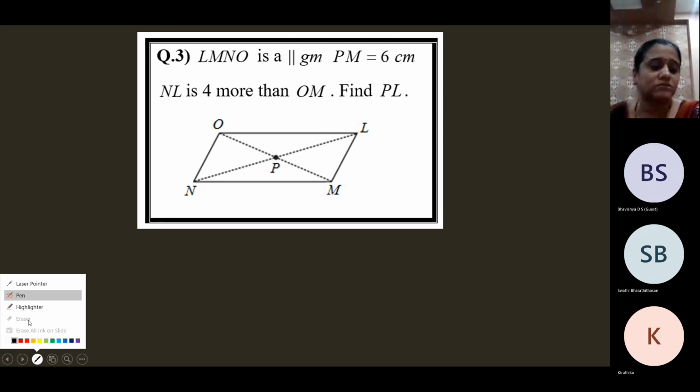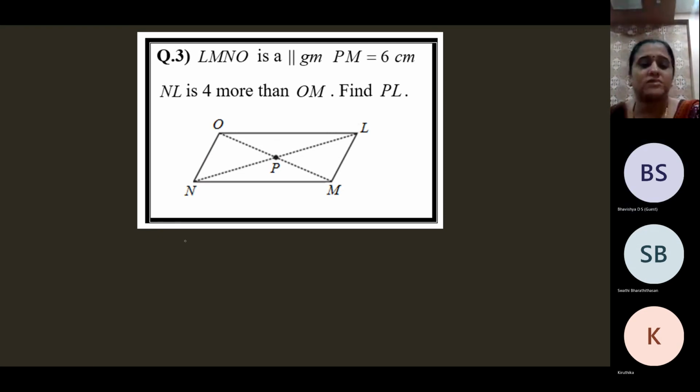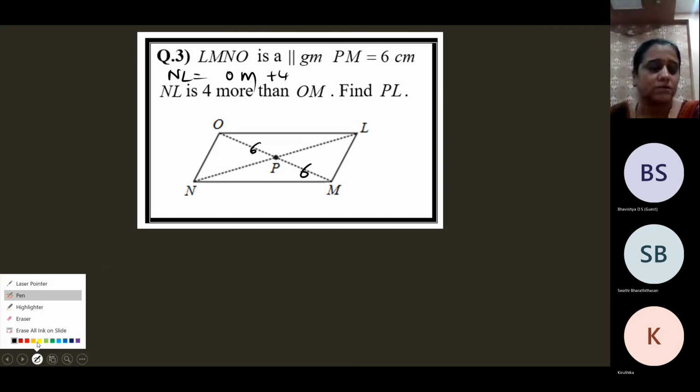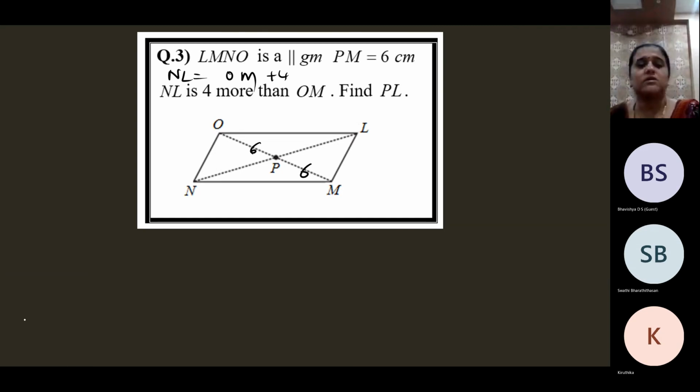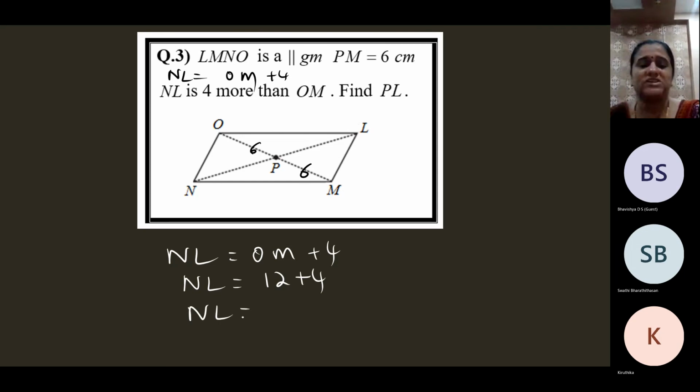NL is equal to 4 more than OM. This is the equation. Now we have to find PL. Okay, now let's work this. What do we have? NL is equal to OM plus 4. How much is OM? We found OM is 12. 12 plus 4. So NL is equal to 16 children.